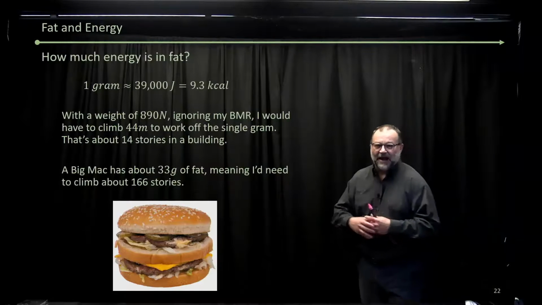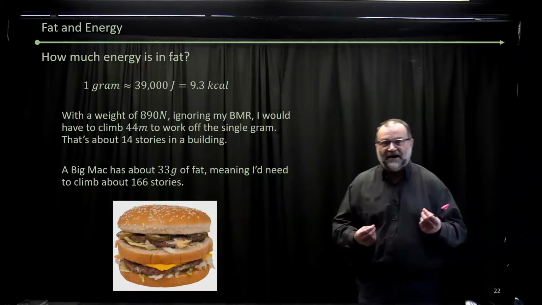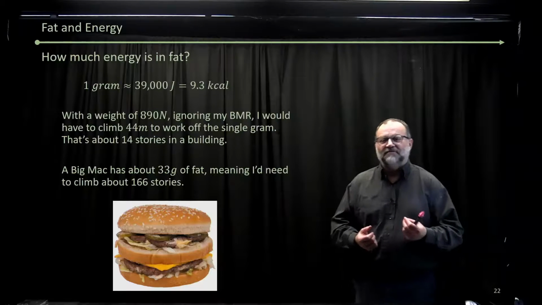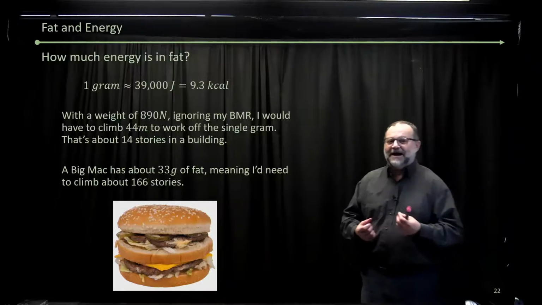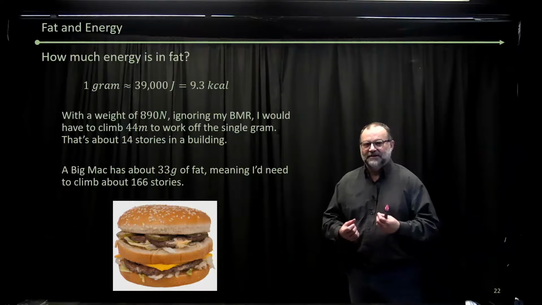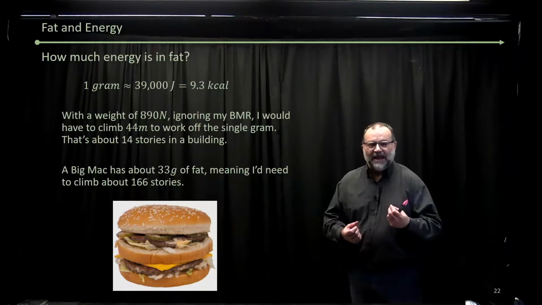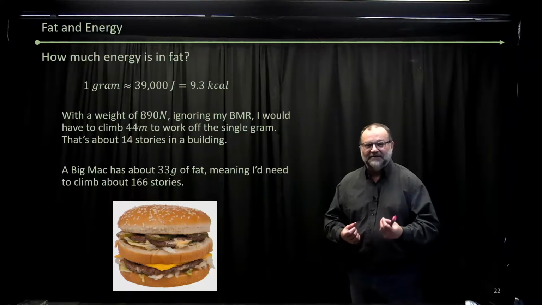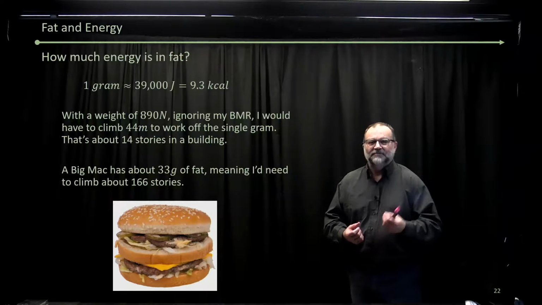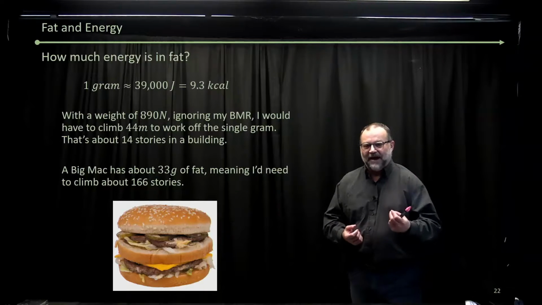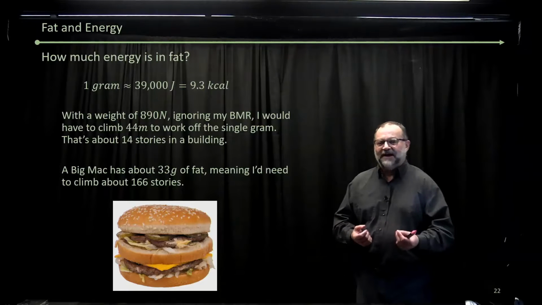If you want to look at how much energy is in a gram of fat, right? 1 gram of that fat is 39,000 joules. And we got earlier 8 million joules is about a daily consumption of food. So 1 gram is a pretty big chunk of that. If you eat 1 Big Mac, that's 33 grams of fat.